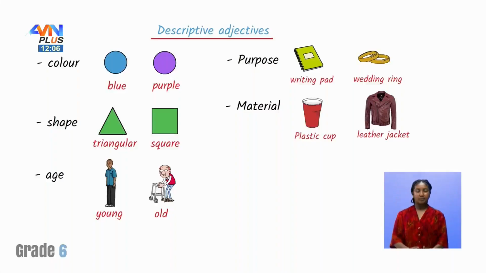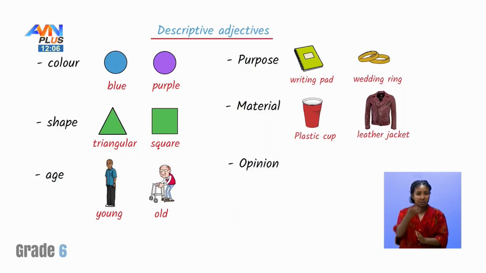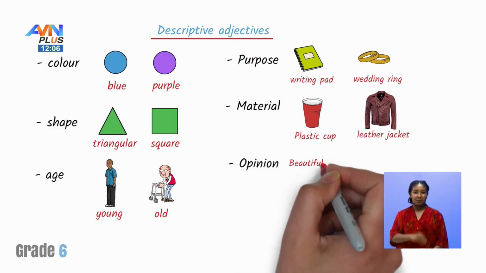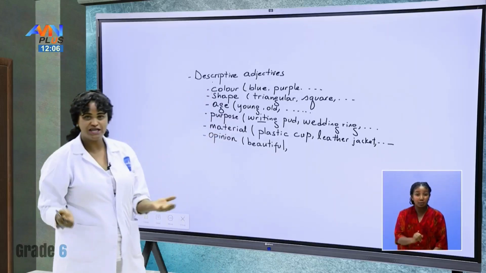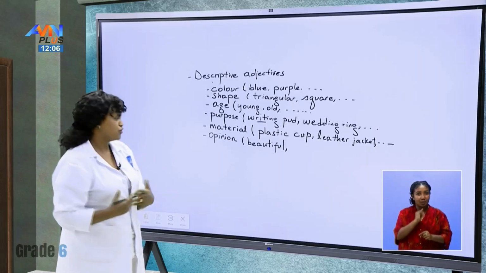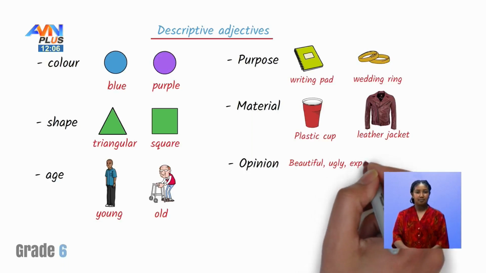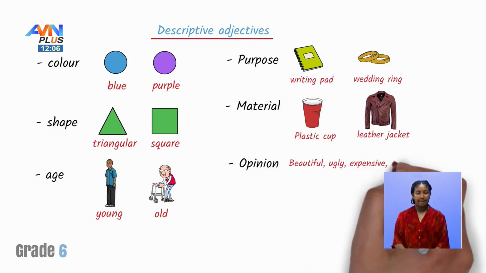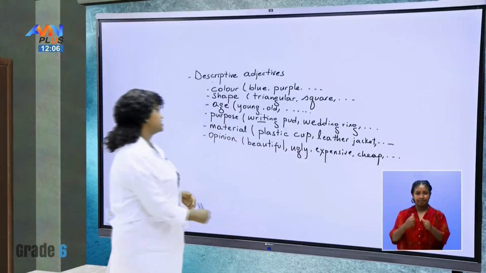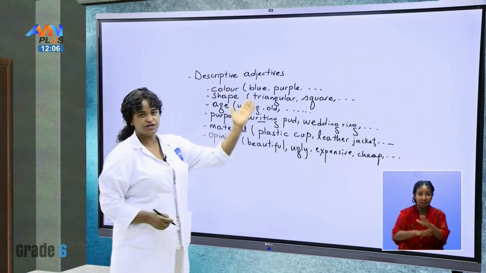Opinion. What does it mean, opinion? For example, when you say to someone, beautiful, that's opinion, yes? Because beauty is in the eye of the beholder. What's beautiful for you might not be beautiful for the other. That's why beautiful is what? An opinion. Or ugly. Yeah? Expensive. Cheap. Etc. Yes? So these are some of the many types that are bounded under descriptive adjective.